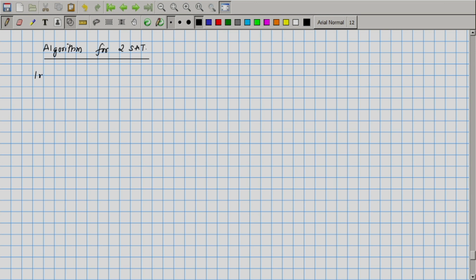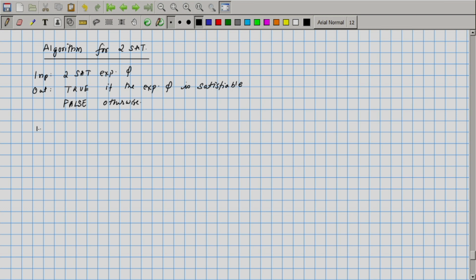So, the input is a 2-sat expression and the output is true if the expression phi is satisfiable and false otherwise. Okay. So, what are the steps of this algorithm?